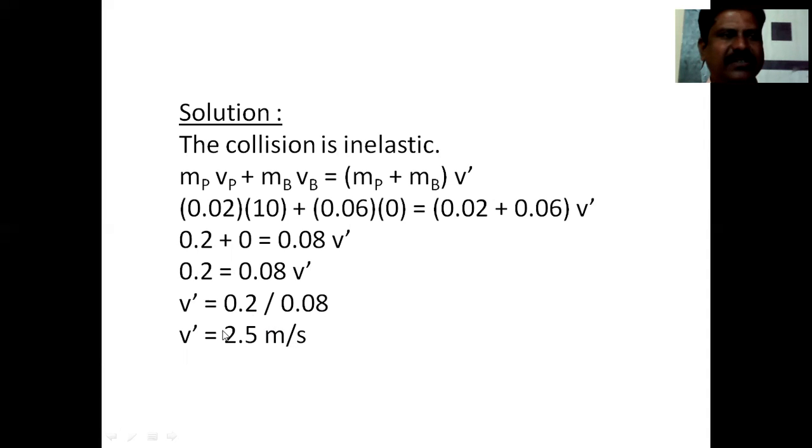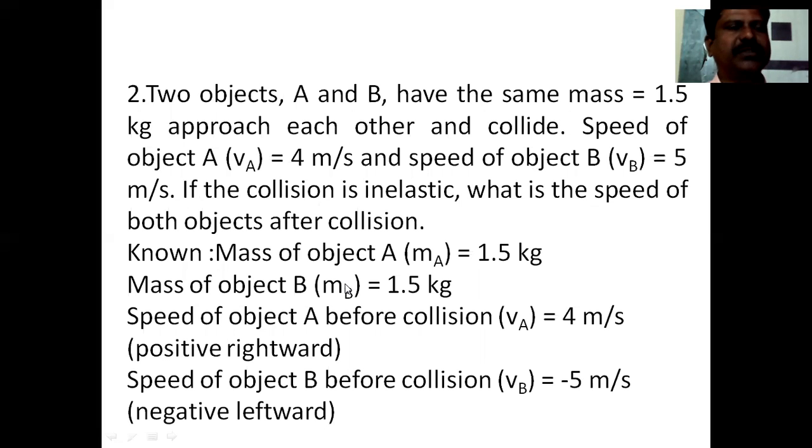So the initial velocity of the bullet is 10 meters per second, and the final velocity becomes 2.5. That's why in the case of an inelastic collision, the kinetic energy is not conserved. This is one simple problem on inelastic collisions.